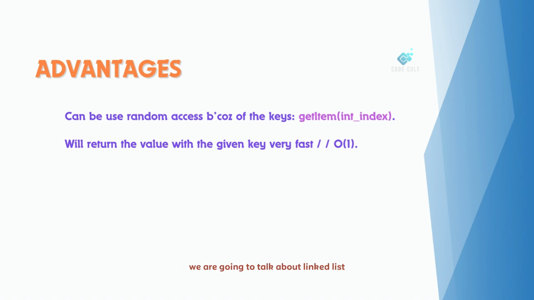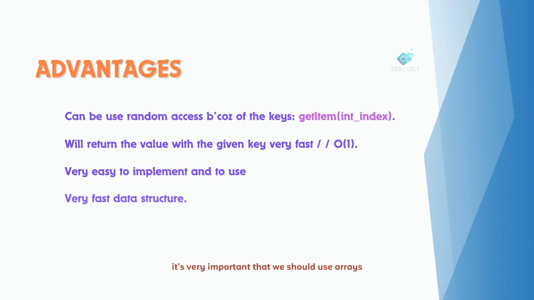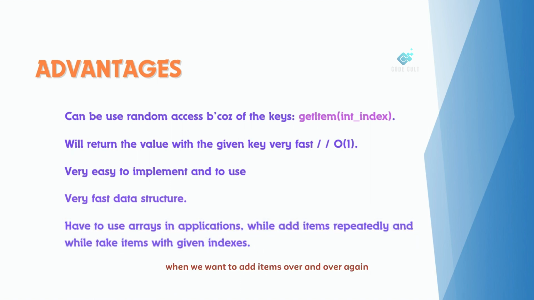We are going to talk about linked lists, and linked lists do not support random access in the sense that if we would like to return a value, first we have to search for this given value. Here, for arrays, if we know the index, then we are able to return it without any problem in constant time complexity. So this is the random access. It is very easy to implement and use arrays, and they are very fast data structures. We should use arrays in applications when we want to add items over and over again, and we want to take items with given indices. For these kinds of applications, it's going to be very fast to use arrays as the underlying data structures.